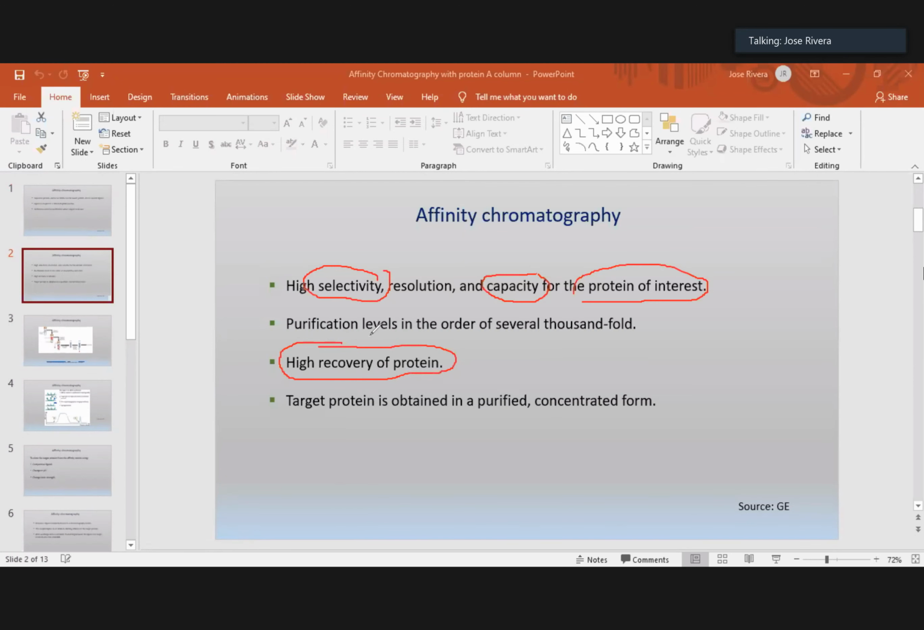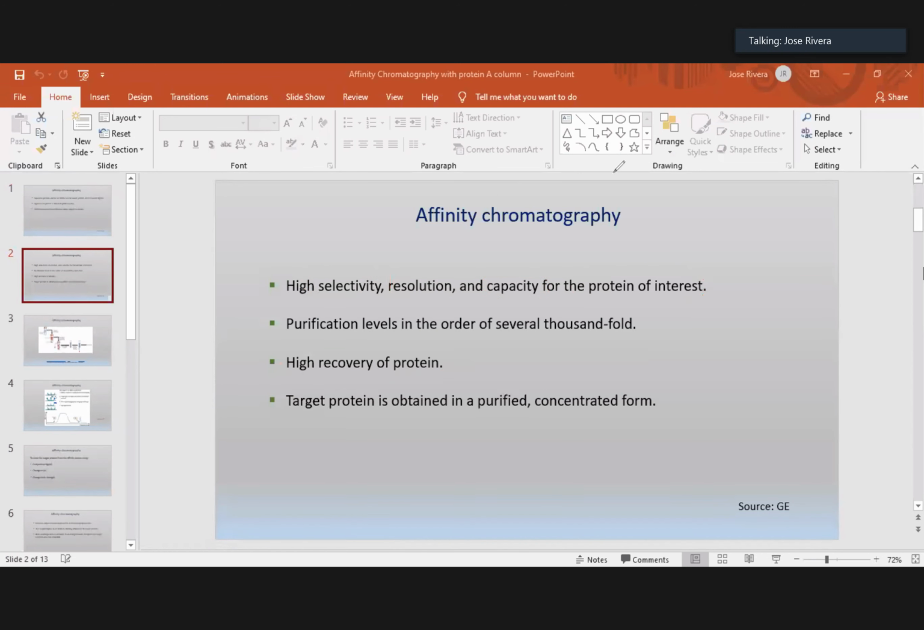And the other main thing is you get high amounts of protein. Okay, so you can purify a protein from a sample that was only a few microliters, where the concentration is low per ml. You can purify it to like milligrams per ml.